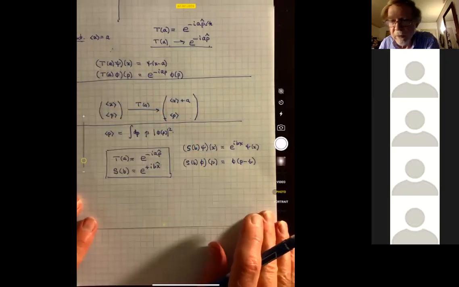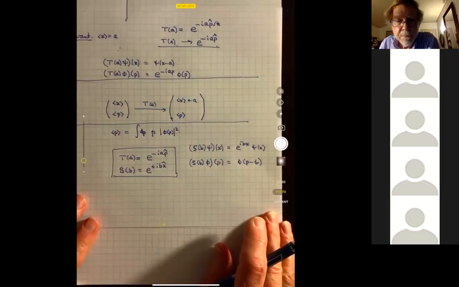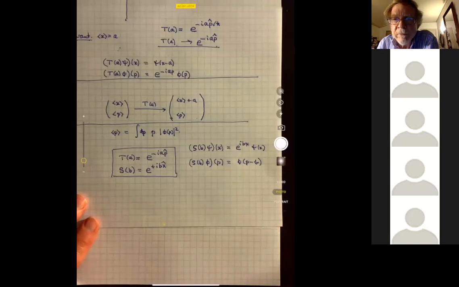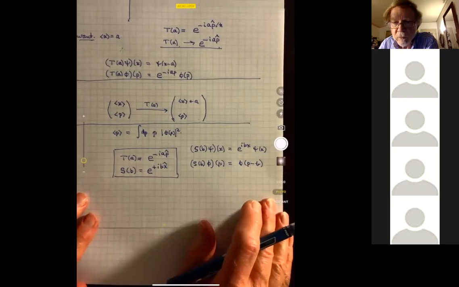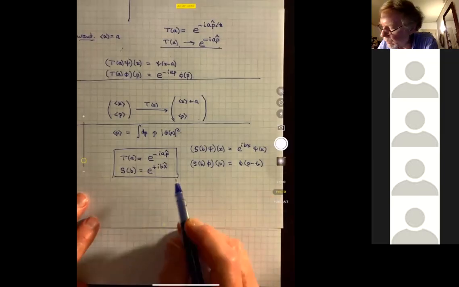Sorry, how did you know that there's a plus in the exponent in the S and a minus in the T? Because I work out the details and do it. If you recall that the momentum operator in the configuration representation is minus I H bar d/dx, whereas the position operator in the momentum representation is plus I H bar d/dp. That's where the sign change came from. But you need to do the calculation. You'll find that's how it works. There are these characteristic minus signs that occur here.